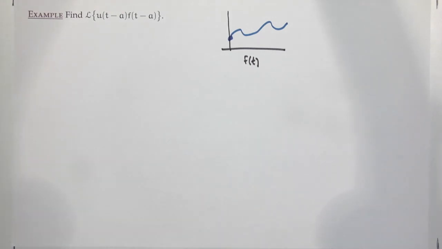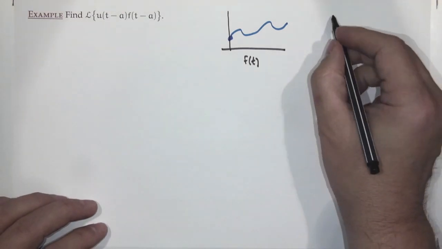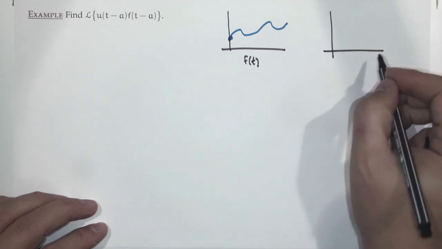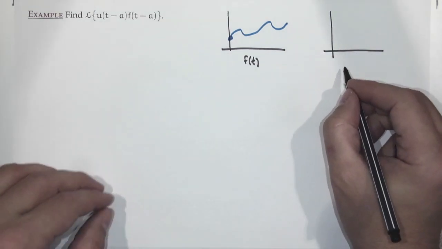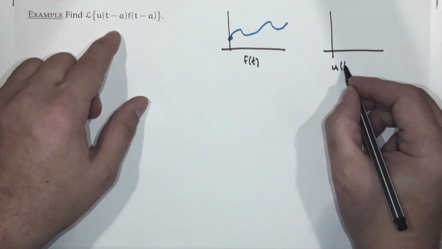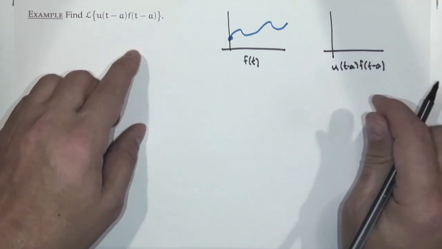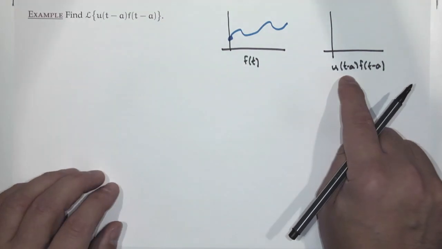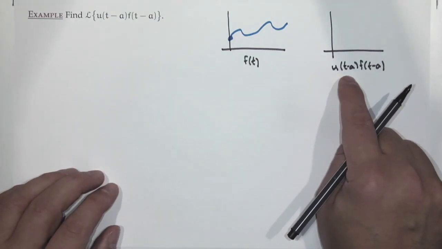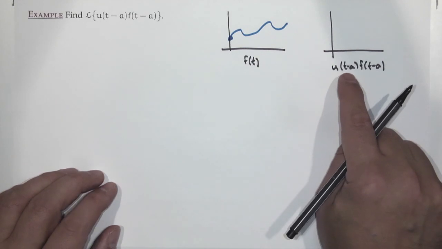Now, let's talk about our pieces. We have u of t minus a, f of t minus a. Now, this u of t minus a, what is that going to do? What does this function do?